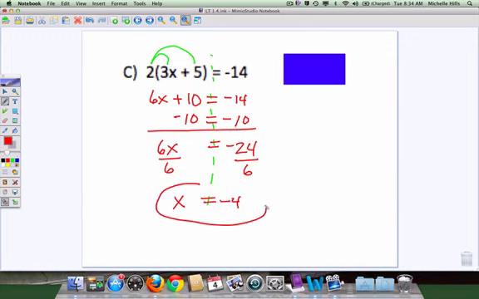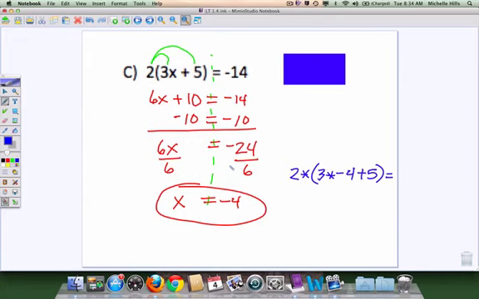Now to check this in my calculator, I would need to punch in 2, and some calculators make you put the times, most don't, and then 3 times negative 4 plus 5, and then equals, and make sure it really does equal the negative 14 on the other side.